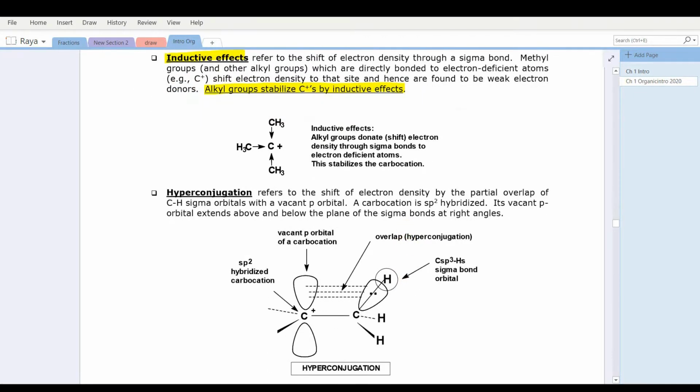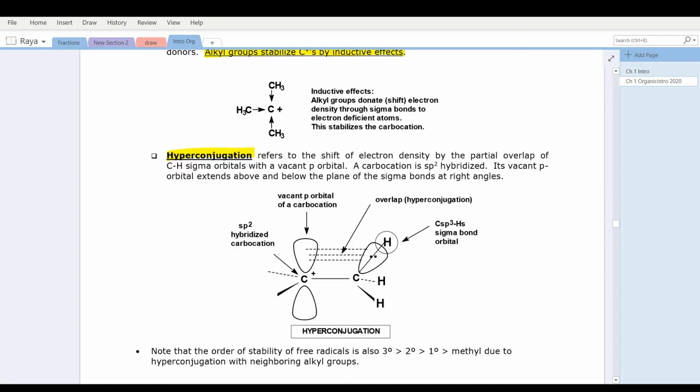The other argument is called hyperconjugation. Take a look at this carbocation. It's sp2 hybridized. It has 3 sigma bonds and an empty 2pz orbital. Now, any alkyl group attached to it has at least one of its 3 bonds that are in line with the 2pz orbital.